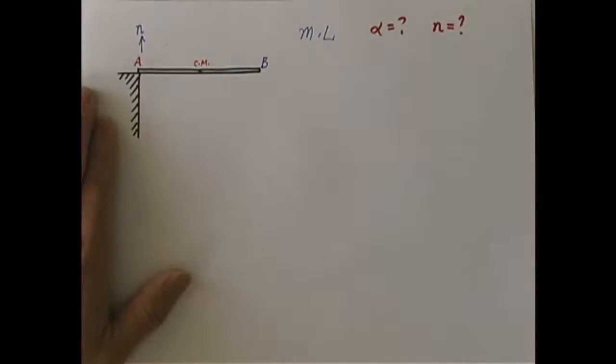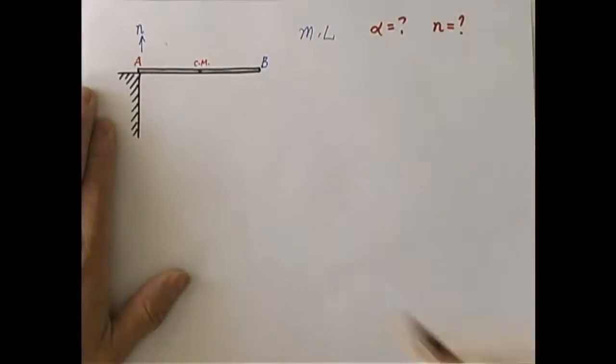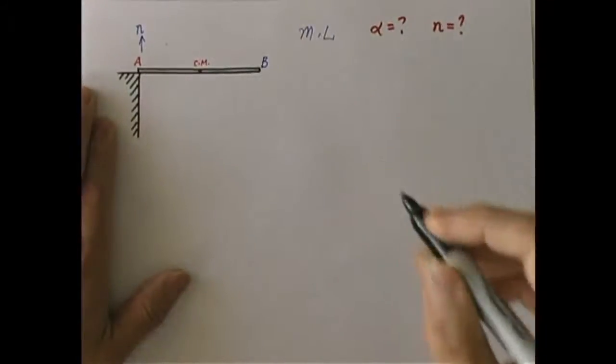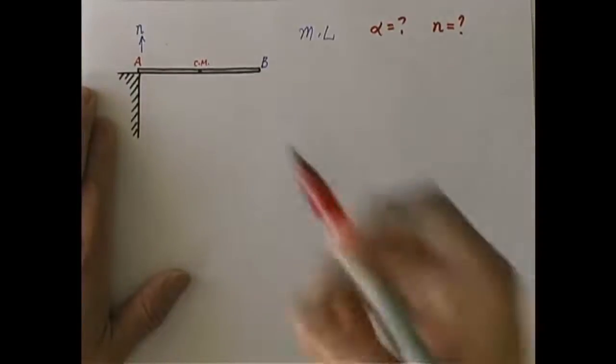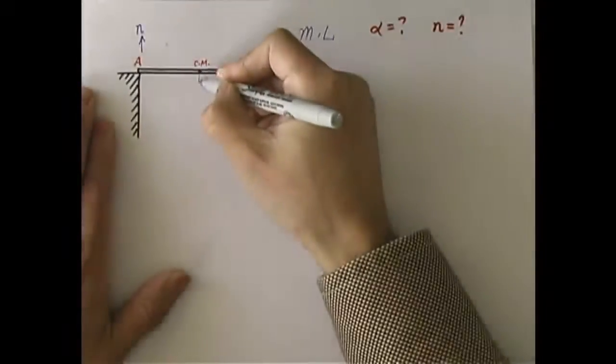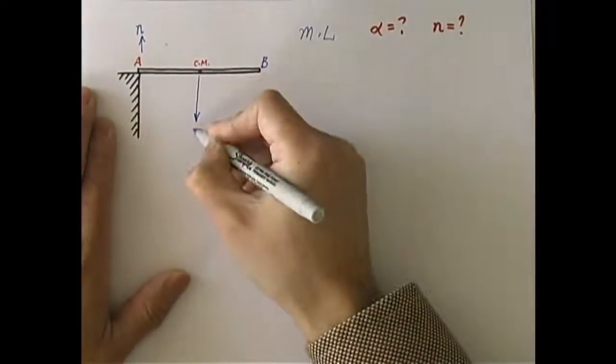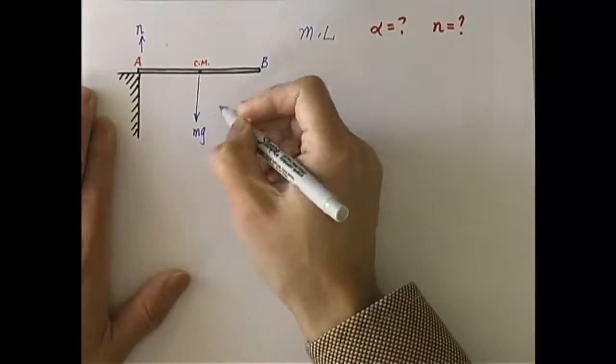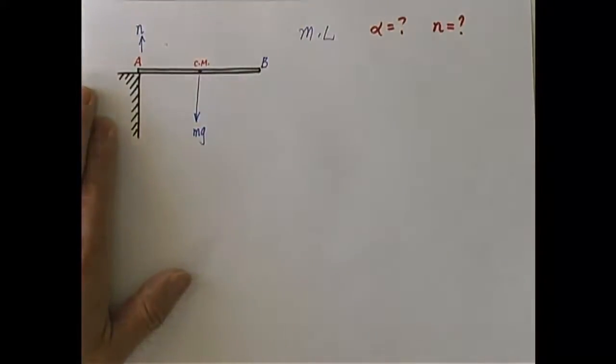So let's see now. First of all, about the translational motion, let me focus on the center of mass. So I have F equals ma, right? Let me draw the remaining force, and that is, of course, the weight going through the center of mass, mg. So I have N and I have mg. These are the only two forces.